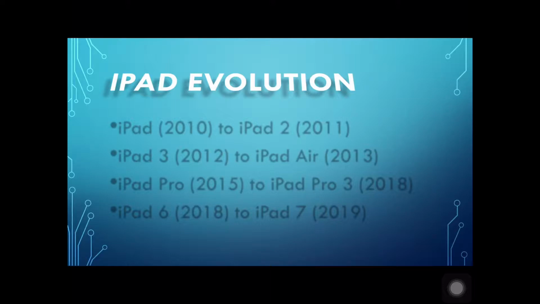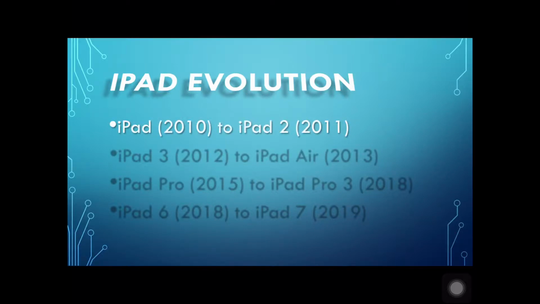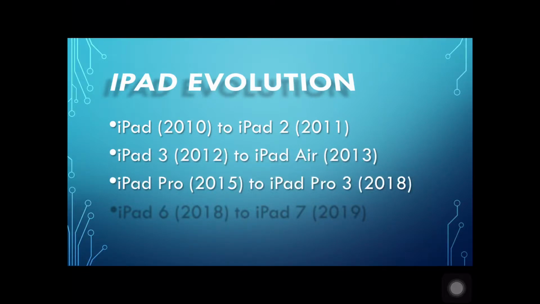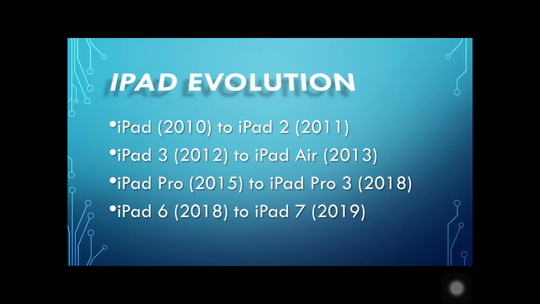So basically, if you look at the iPad evolution from the original iPad in 2010 to the iPad Air, the iPad Pro 3 last year, and the iPad 6 and iPad 7 this year, there's an evolution change. The processor is much faster, the internal storage is bigger and bigger, and the screen resolution is getting better as well.